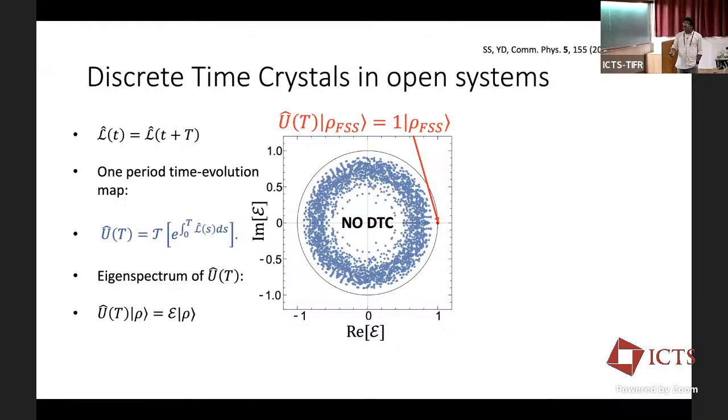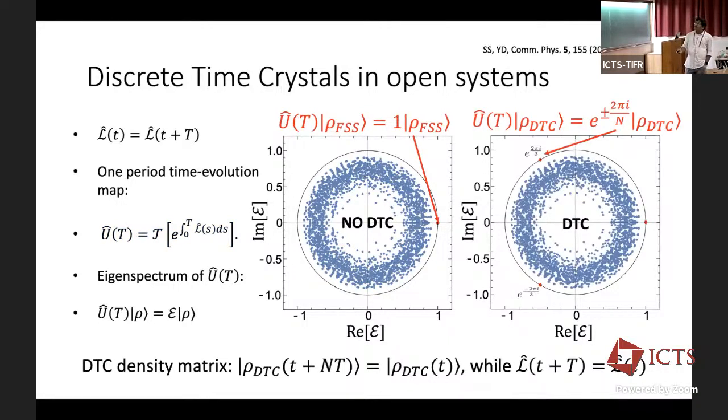Then I diagonalize it and plot the real and imaginary part of the one period Floquet map. As you can see, there is one state which is at eigenvalue 1, and all the rest of the states are decaying. This state is called the Floquet state, the Floquet steady state. Correspondingly, I don't have any phase over there. It's just 1 plus 0i.